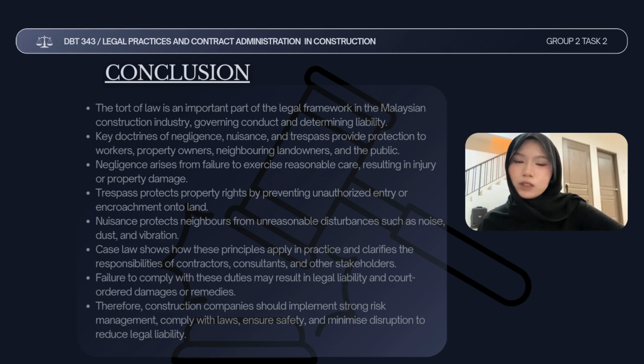Nuisance protects neighbors from unreasonable disturbances such as noise, dust, and vibration. Case law shows how these principles apply in practice and clarifies the responsibility of contractors, consultants, and other stakeholders. Failure to comply with these duties may result in legal liability and court-ordered damages or remedies. Therefore, construction companies should implement strong risk management, comply with laws, ensure safety, and minimize disruption to reduce legal liability.